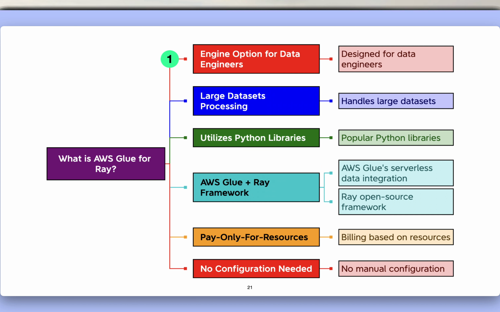What is AWS Glue for Ray? 1. Engine option for data engineers. AWS Glue for Ray is designed specifically for data engineers. 2. Large datasets processing. It can handle large datasets effectively. 3. Utilizes Python libraries. It leverages popular Python libraries for data processing. 4. AWS Glue plus Ray framework. It is a fusion of AWS Glue's serverless data integration service and Ray, a new open-source framework. 5. Pay only for resources. Billing is based only on the resources utilized during code execution. 6. No configuration needed. There's no need to manually configure or tune any resources.